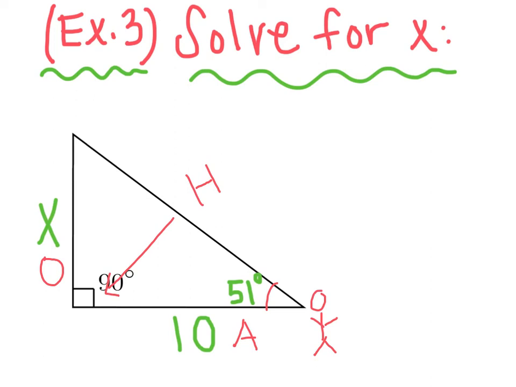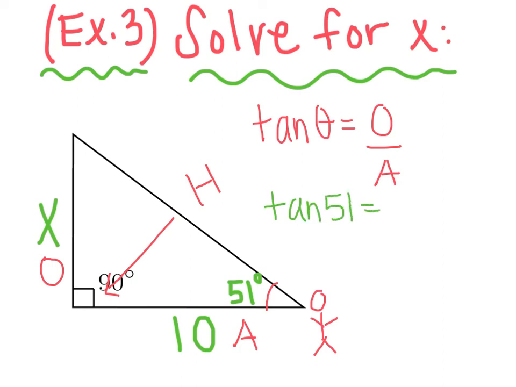There's only one trig function that does not use hypotenuse, and that is tangent. So tangent theta equals opposite over adjacent. Then from there we need to plug everything in. So tan theta, well, theta will be 51. The opposite side will be x, and the adjacent side will be 10. Now x is up top. If we have x up top, do we multiply or divide? We will multiply. So we multiply 10 times tan 51.